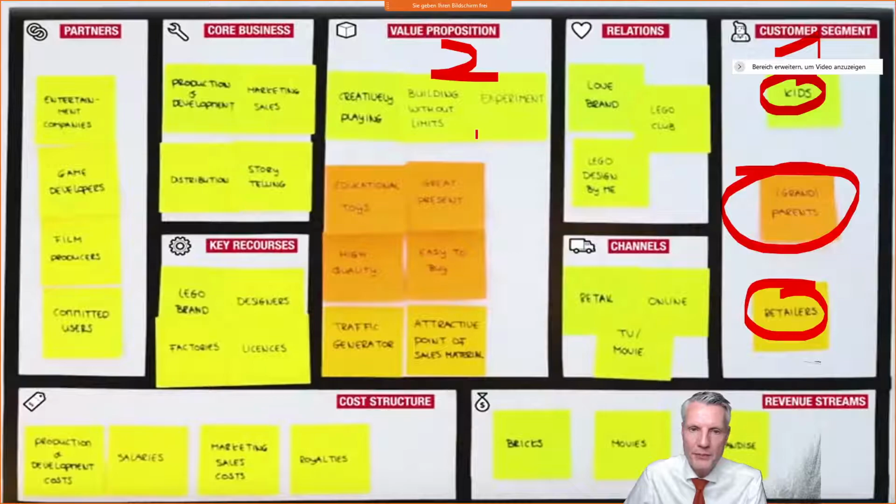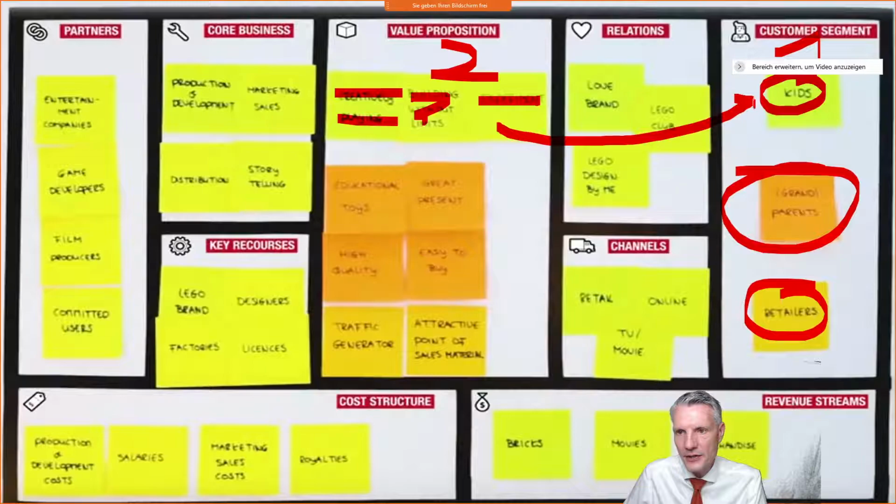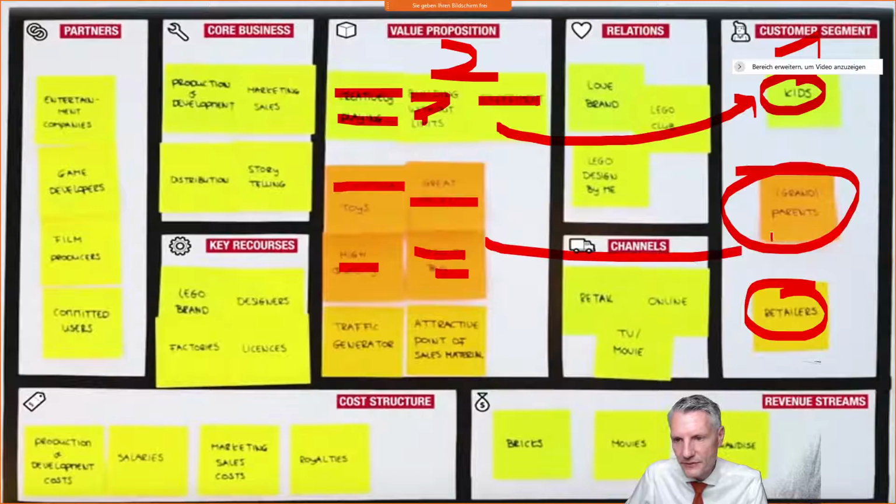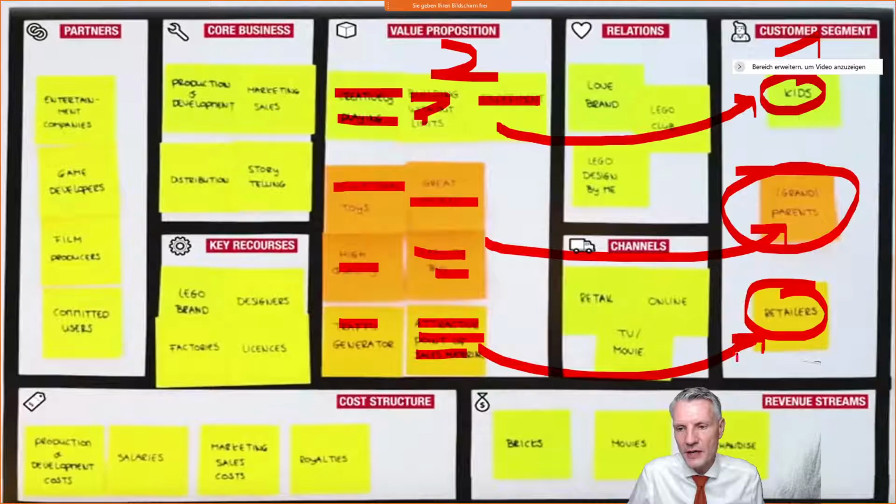And you see here for the kids, they have creative playing, building without limits, experimenting. So that is targeting the children customer segment. For the parents, they have a completely different value proposition. There's more education, a focus on education. It is a great present, a useful one with high quality, easy to buy. So that is directed towards the parents. And for the retailers, making Lego available in the shops is a traffic generator. So you increase traffic to the retail, and Lego offers attractive point of sales material, for example. So these are the matchings of the value propositions to the specific customer segments.